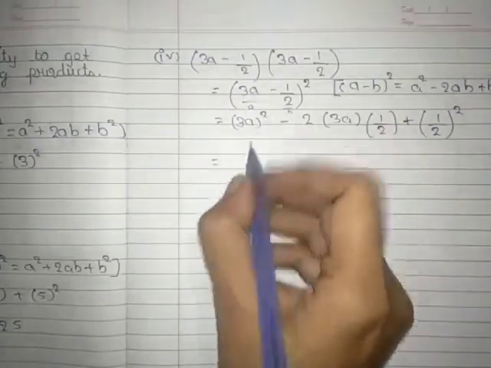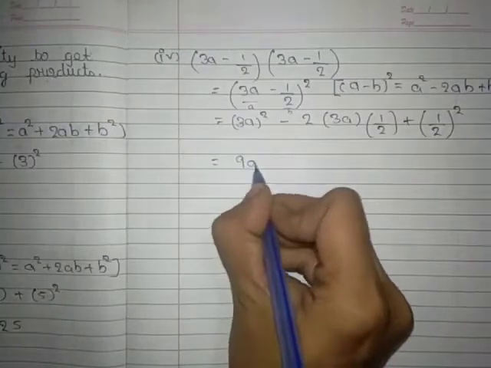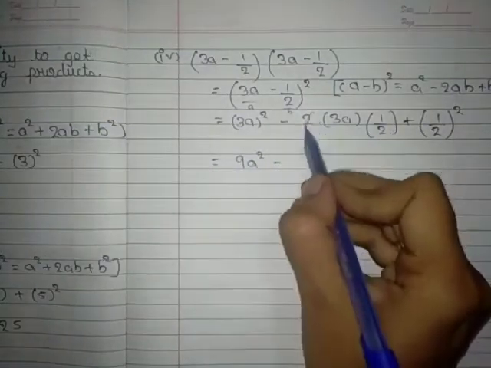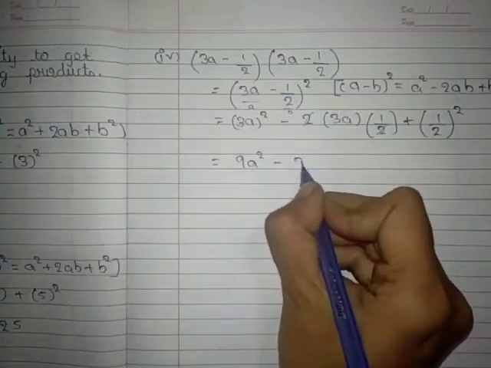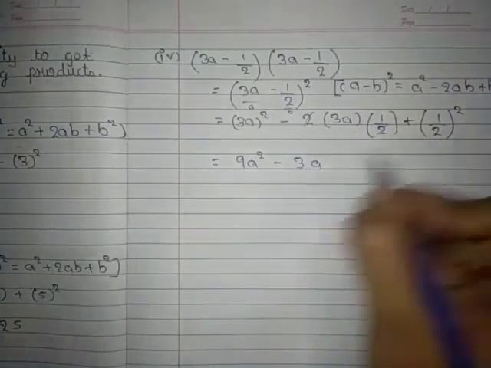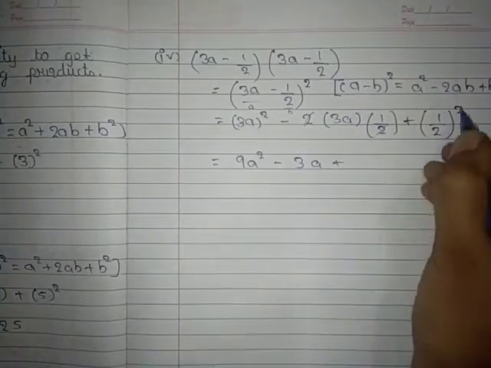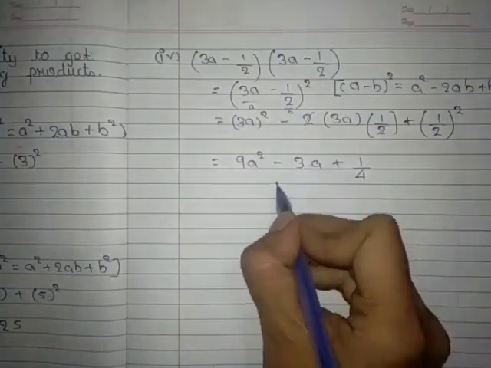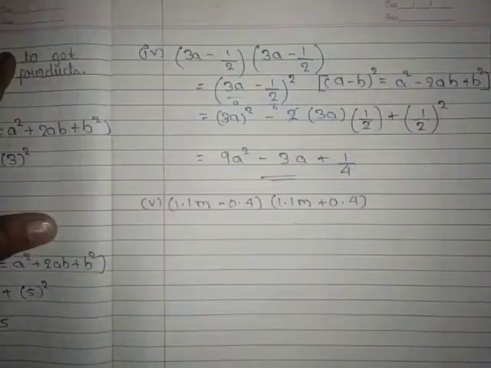So (3a) square means 3 3s are 9, 9a square minus, we have to see this is in fraction 1 by 2, so this will get cancelled. So minus 3a and plus (1 by 2) the whole square is 1 by 4. So 9a square minus 3a plus 1 by 4 is the answer.